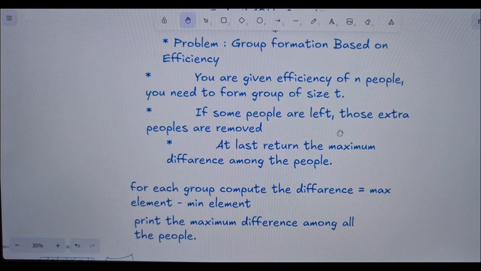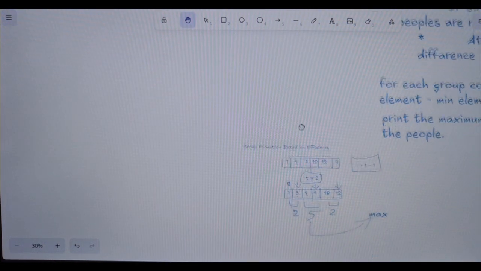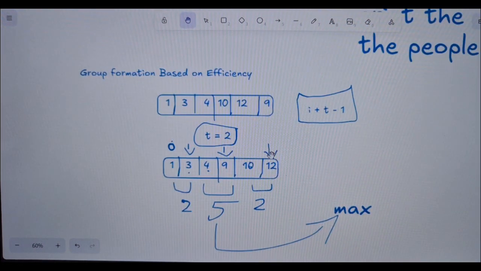If some people are left, those extra people are removed or ignored, and at last return the maximum difference among the people. For each group, compute the difference, which is equal to maximum element minus minimum element. Print the minimum difference among all the people. So here the question and the test cases are like this.